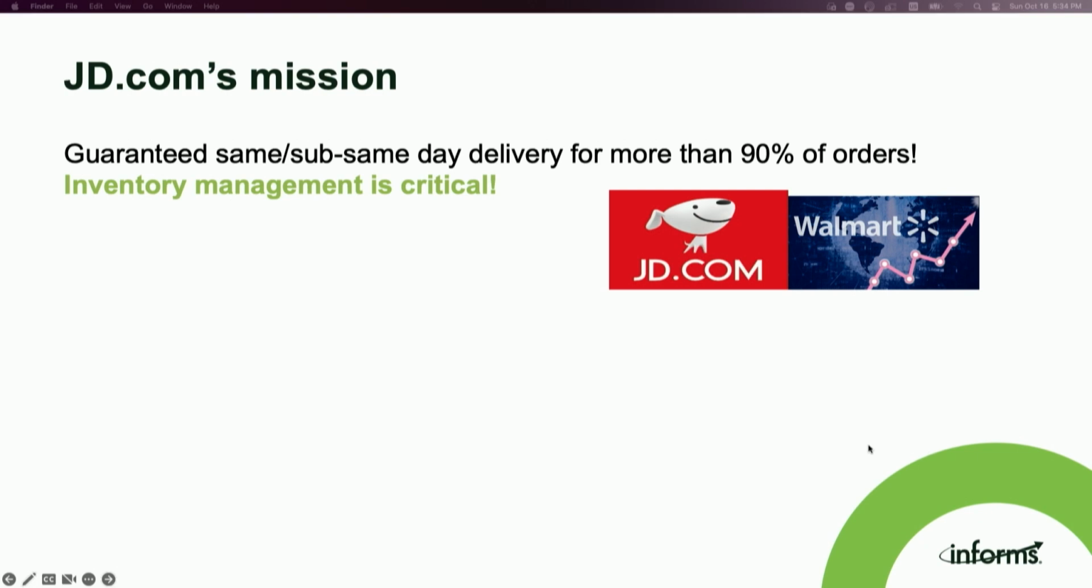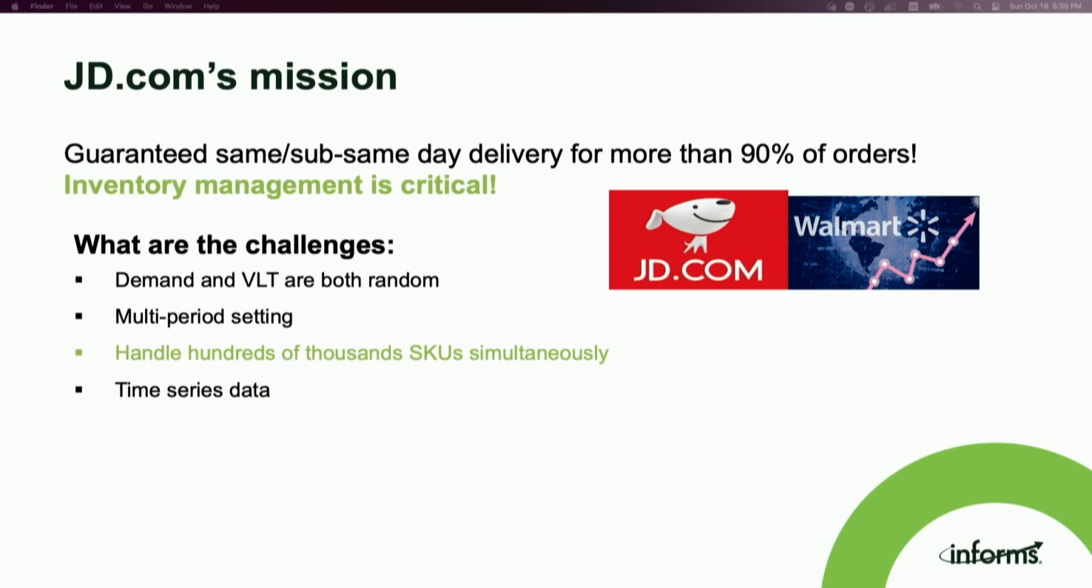So to achieve this, JD.com has guaranteed same-day and next-day delivery for more than 90% of the orders. And to achieve this fast delivery speed, inventory management is the critical part. The key point is that we place the inventory at the right place, close to customers, before he or she orders. Of course, it is not easy.